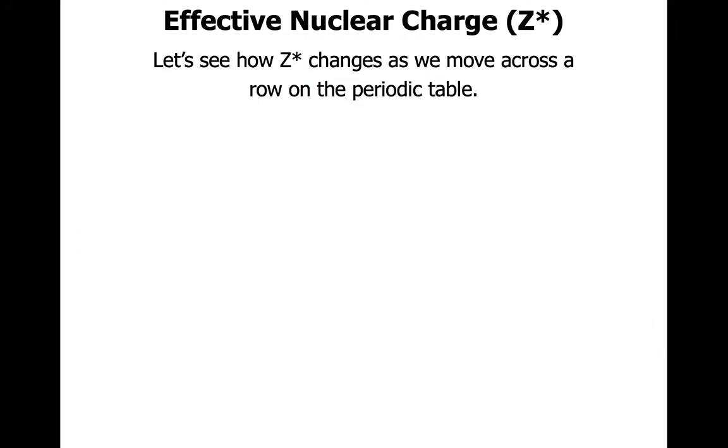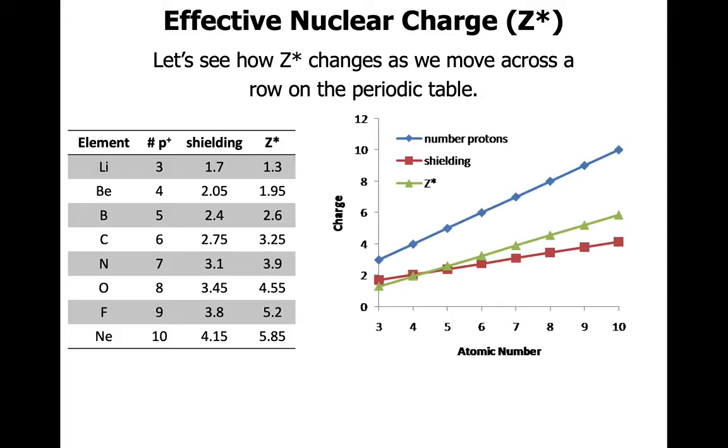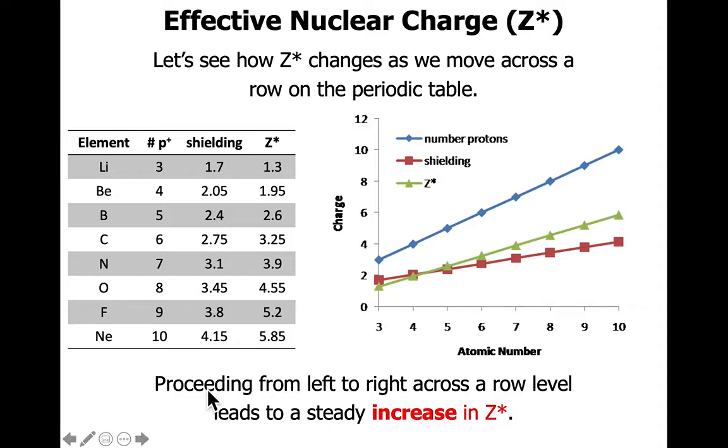Well, let's see how this effective nuclear charge changes as we move across a row on the periodic table. And let's start here with lithium. And here, this in green is the effective nuclear charge. As we go from lithium across to neon, the effective nuclear charge increases. And so the outermost electron of neon is much more tightly bound to the nucleus. It has a charge of 5.85 that it feels, versus the outermost electron in lithium, which is attracted to the nucleus only by a charge of 1.3. And so here's one of our first trends. Proceeding from left to right across a row in the periodic table leads to a steady increase in effective nuclear charge.